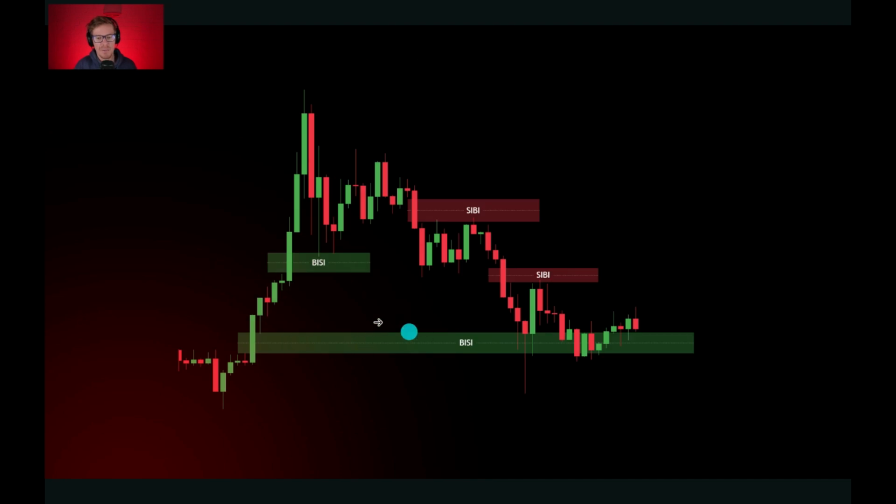You can see over here I marked out BISIs and SIBIs, and price loves to respect these regions. I highly suggest taking a chart, marking out all the fair value gaps, and you will be amazed to see how price respects these levels.